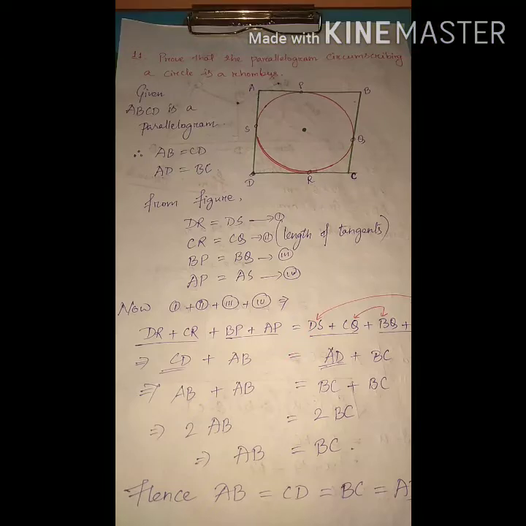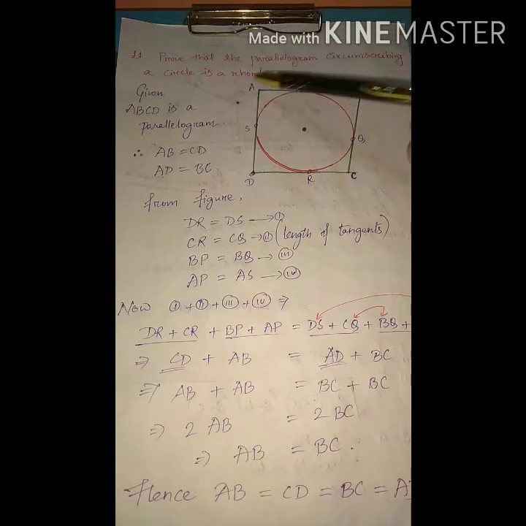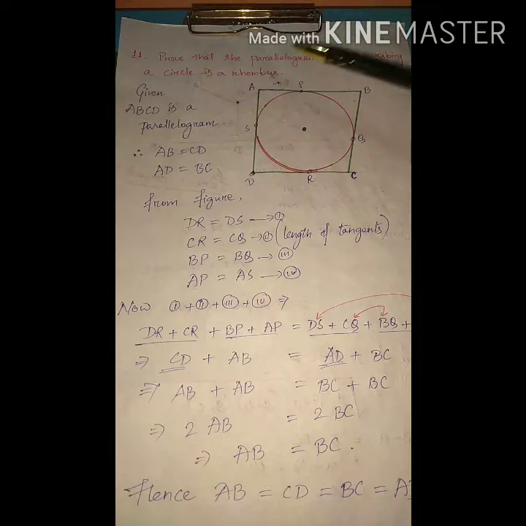A parallelogram is given to you first of all, and a circle is circumscribed under this parallelogram. That means the circle is inside this parallelogram, and now our task is what? We need to prove this parallelogram is actually a rhombus. So the property of a rhombus is what? All sides are equal, isn't it? All sides are equal. This is the property of a rhombus.